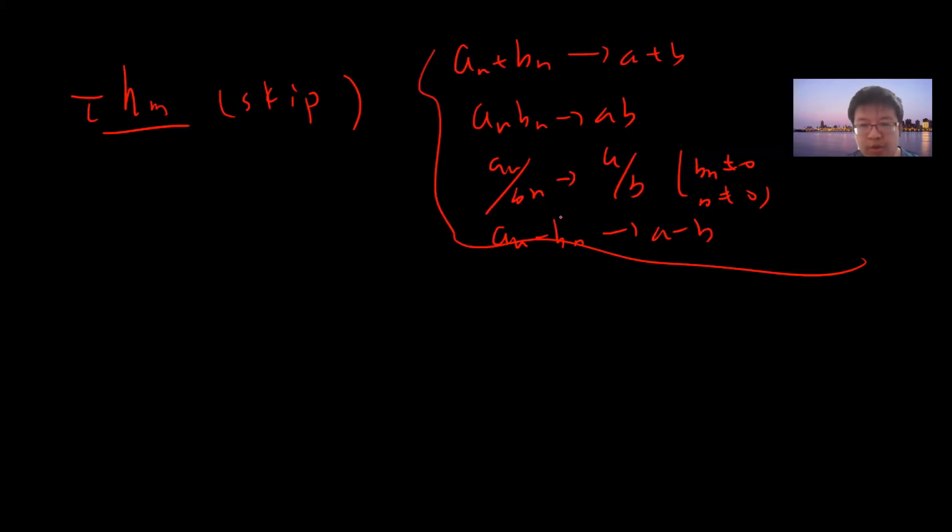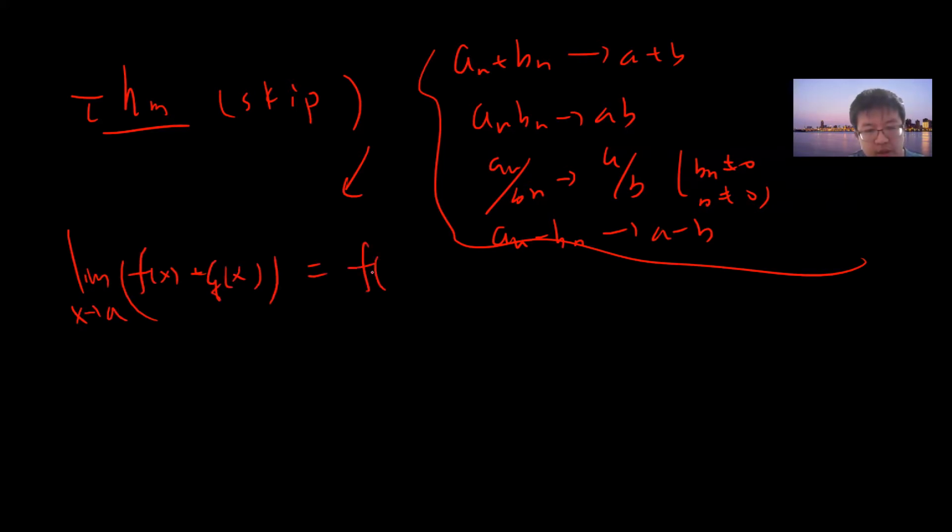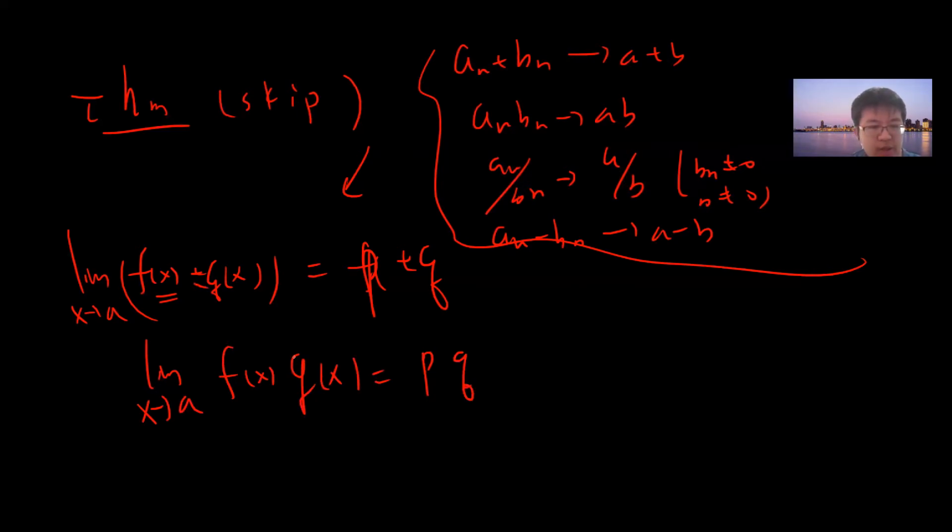I think you just use the epsilon delta. Okay, so from this you can easily prove that when x approaches a, f of x plus g of x becomes p plus q, where p is the limit of f and q is the limit of g, and also the product, when you approach a, f of x times g of x becomes p times q, and also the minus and the division when the denominator is non-zero. Okay, simple proof.